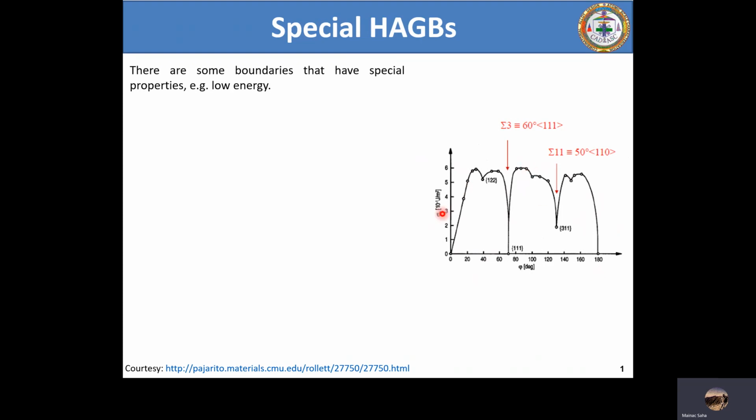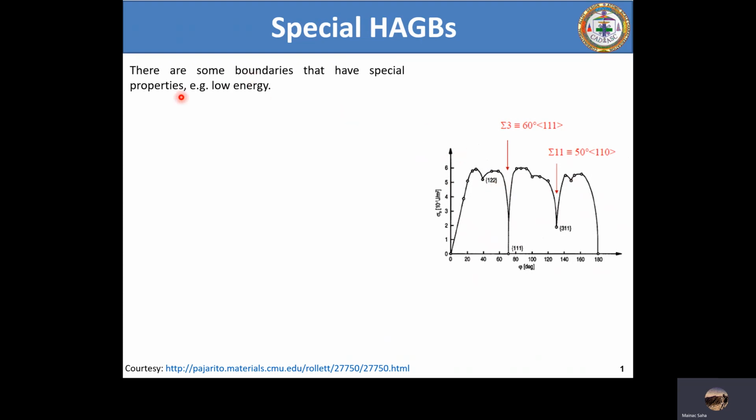Sorry, it belongs to aluminum, which is an FCC material, and for all the different grain boundaries we have got this kind of a variation. In this particular lecture, this is the source from where this material has been taken. There we see that the grain boundary energy has been plotted as a function of the misorientation angle in aluminum, where the special high angle grain boundaries have been very specially represented.